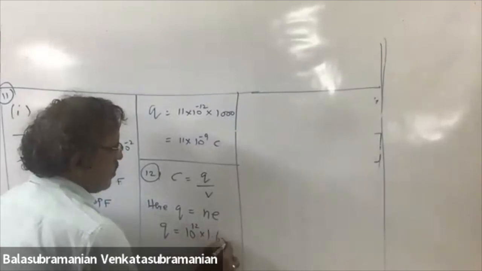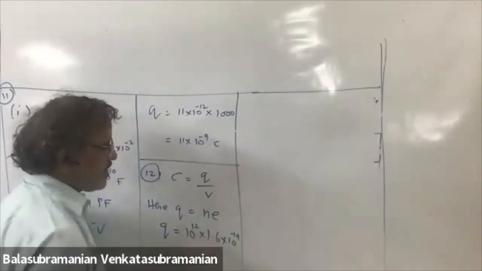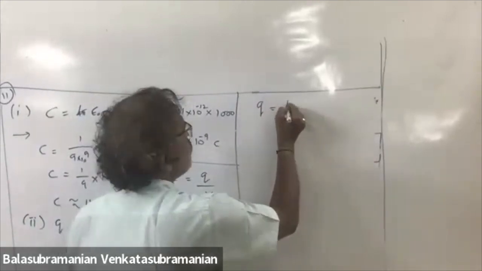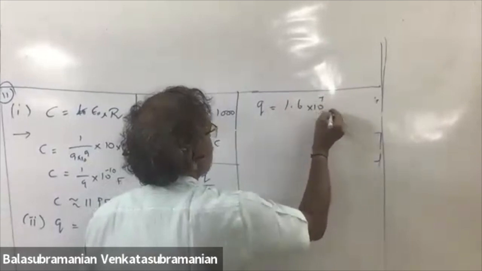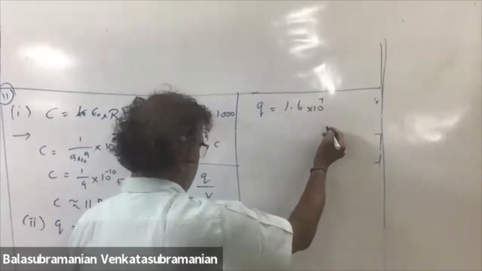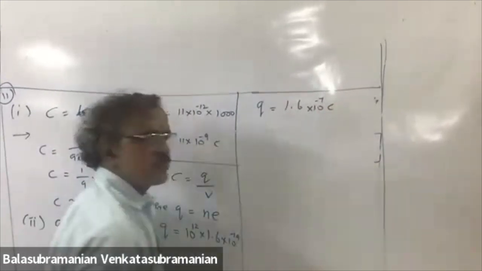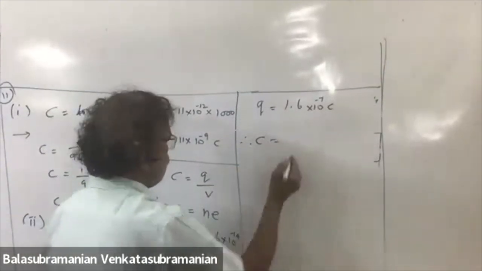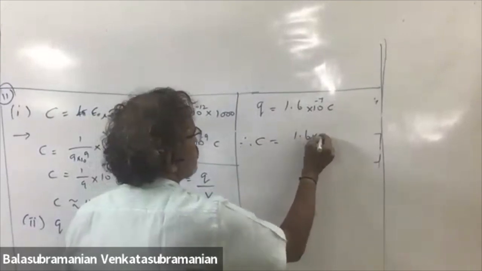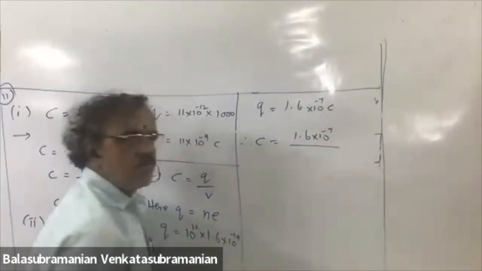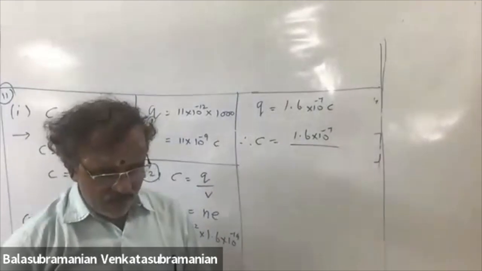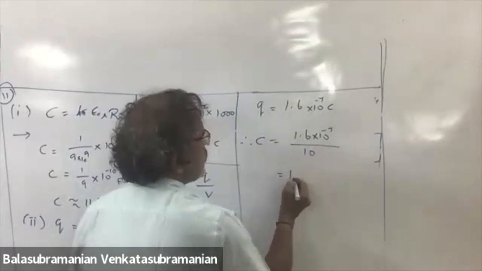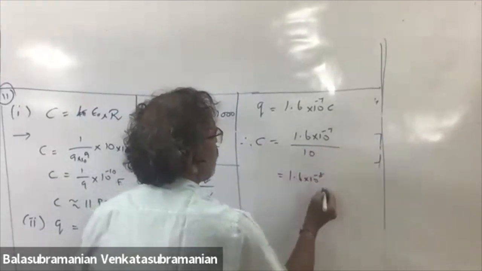Into charge is 1.6, 10 power minus 19. So I can write Q is equal to 1.6 into 10 power minus 7 coulomb. Therefore, C is equal to Q, 1.6 10 power minus 7, by what is the potential given? 10 volts, by 10. So 1.6 10 power minus 8.